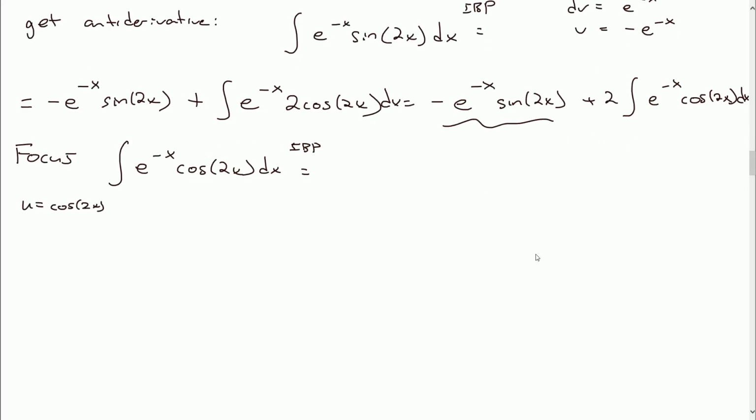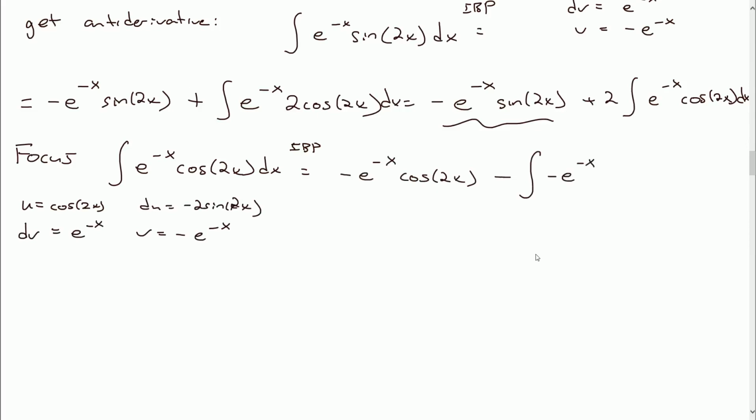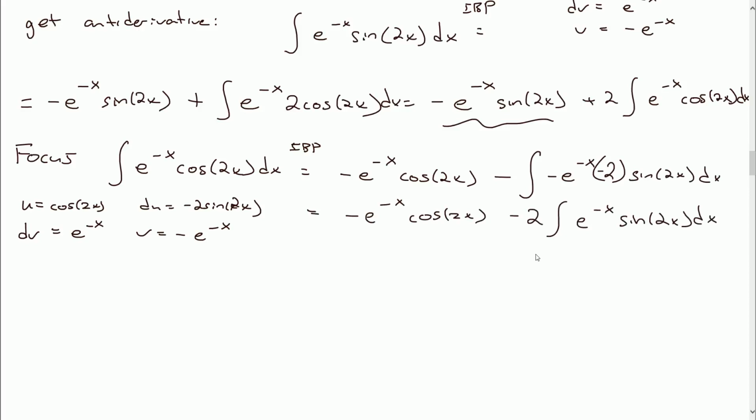I'll let u be cos 2x, and that makes du minus 2 sine 2x. Excuse me. And dv will be e to the minus x, and that means v will be minus e to the minus x. And so this becomes minus e to the minus x cos 2x minus e to the minus x. Again, I can pull this minus sign out. And then minus 2 sine 2x dx. Oh no, it'll stay minus 2 e to the minus x sine 2x dx.